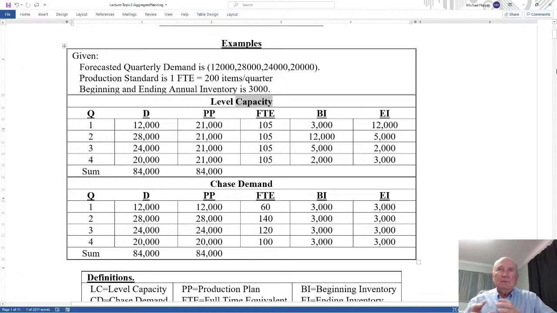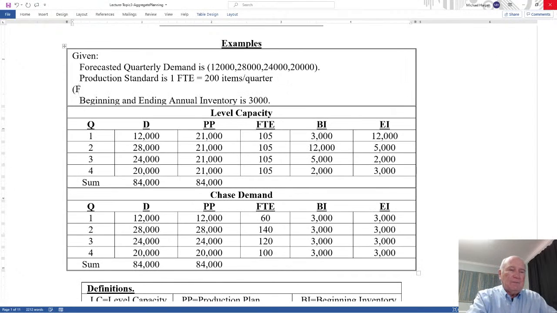Well, to connect the capacity of labor with the productivity of production, we have something called a production standard. And so the left-hand side is the labor, the right-hand side is the production. Now, 1 FTE is 200 items per quarter, a productivity of 200 items of production per quarter. Now, FTE is an acronym which stands for full-time equivalent. Now, let me write that down here. Full-time equivalent.